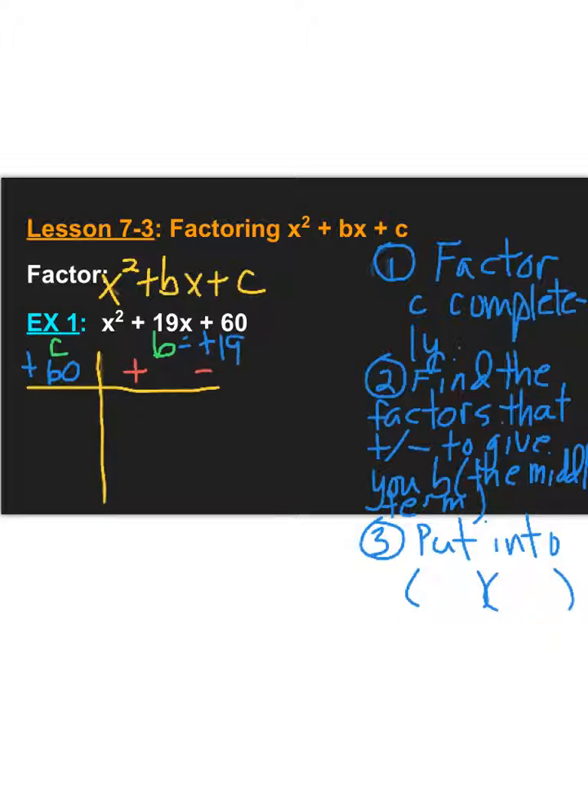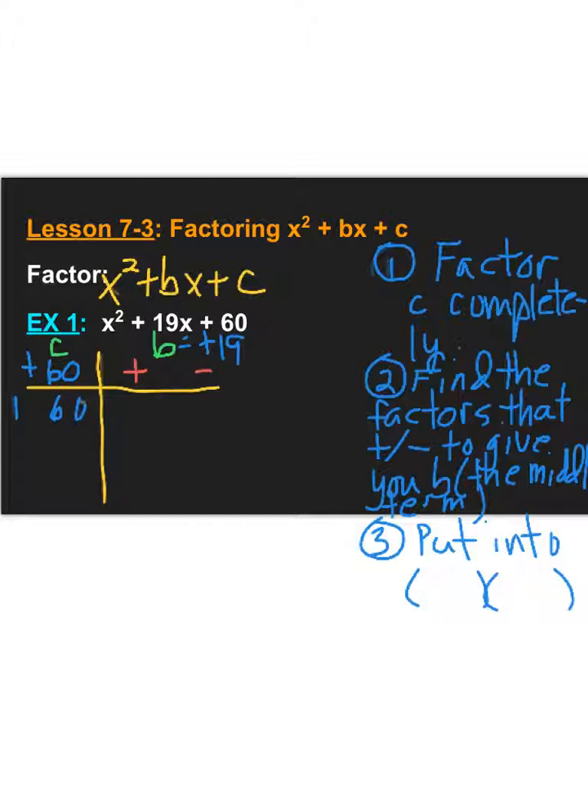So if you don't know which factors add to give you 60, and factors, remember, are things that multiply to give you 60, if you don't know which factors of 60 add to give you a positive 19 right away, I always suggest that you start with 1 and the number. So that's what we're going to do. We are going to start with 1 and 60.